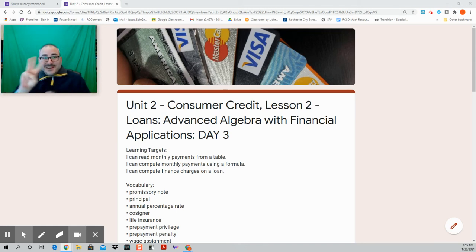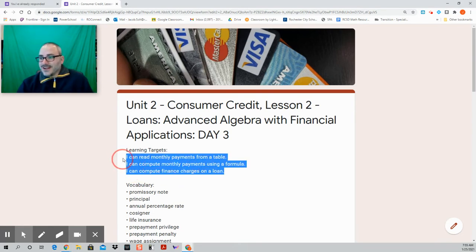We're going to be doing day three today on lesson two, loans. It's unit two. We have three learning targets. On day one, we did a lot of this: I can read monthly payments from a table. So hopefully by now you're able to calculate monthly payments based on that monthly payment table.